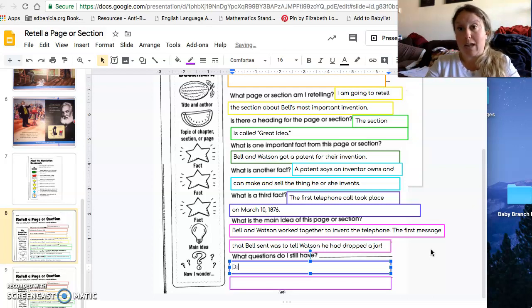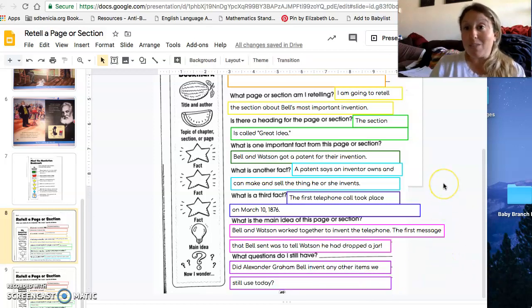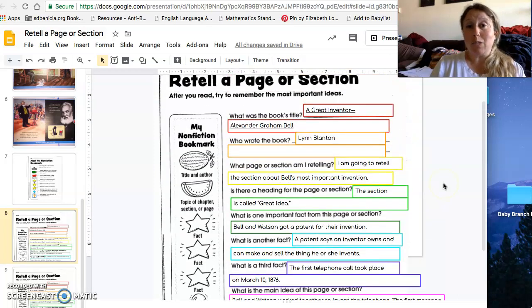I need to use my previous knowledge. So my question that I came up with was, did Alexander Graham Bell invent any other items we still use today? And I make sure I end in a question mark. And then I'm done. So I've completed this page.